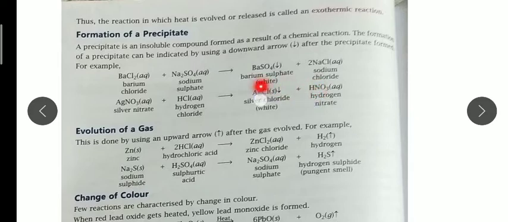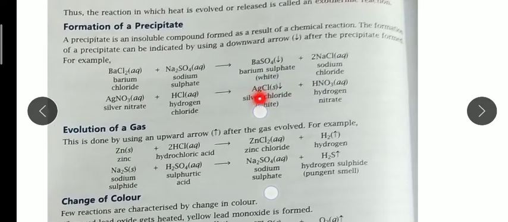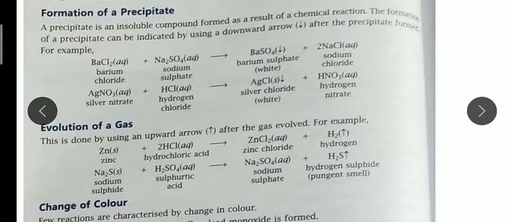So here barium sulfate is precipitate. So that's why arrow is downward and NaCl is aqueous. Same way, another equation is given. When silver nitrate reacts with hydrogen chloride, it will produce silver chloride which is white in color. So it is also a precipitate, and hydrogen nitrate which is aqueous. This is hydrogen nitrate, you can see.